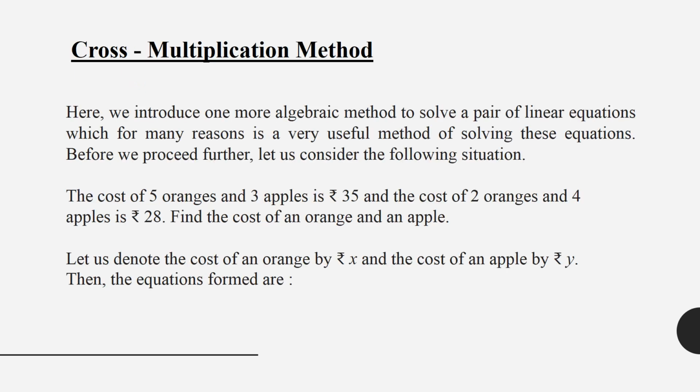Now the third method, which is known as the cross multiplication method. It is another useful method, and sometimes we will say it is the quickest one also. Now consider one situation. The cost of 5 oranges and 3 apples is 35, whereas the cost of 2 oranges and 4 apples is 28. We have to find the cost of an orange and an apple. We denote the cost of an orange by rupees x and the cost of an apple by rupees y.